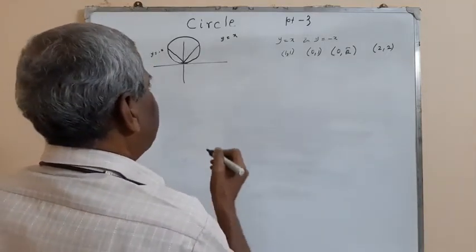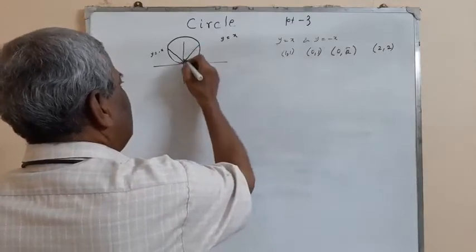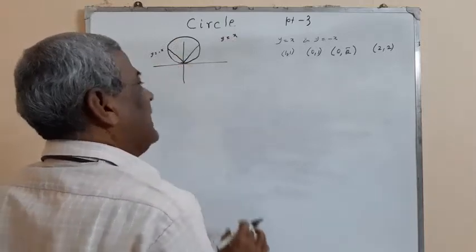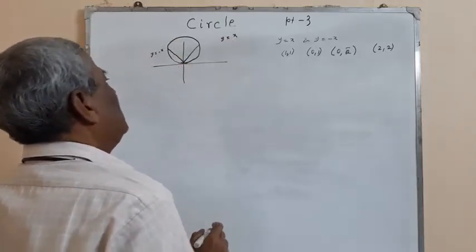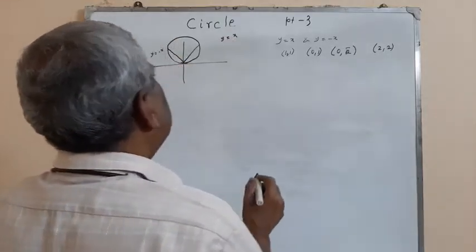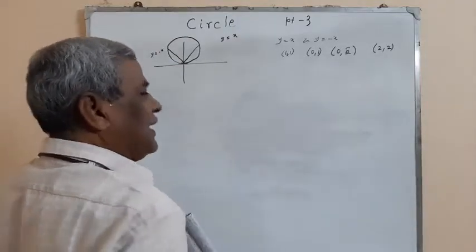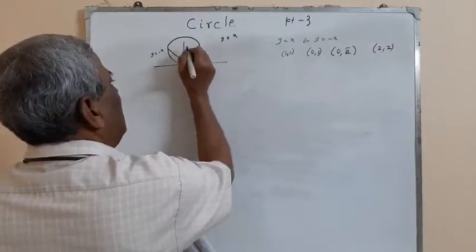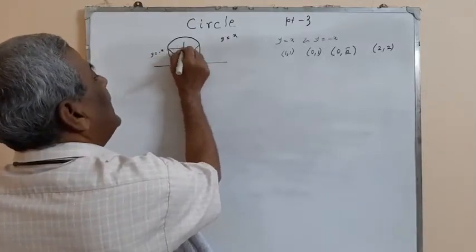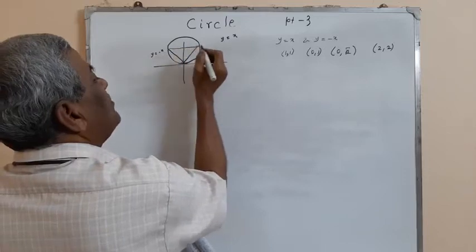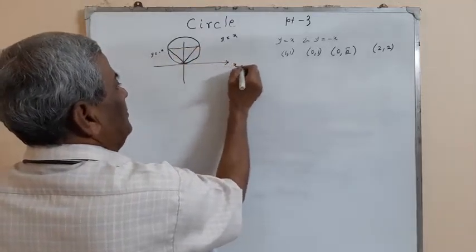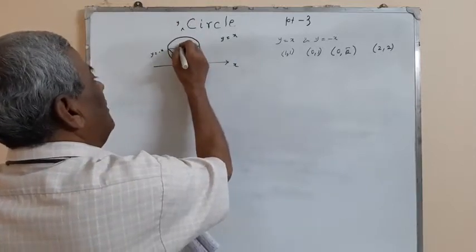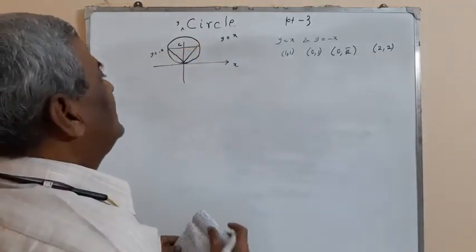Clearly, this chord length and that length along this, they are equal. Therefore, due to symmetry, we can say that the center of the circle must lie on the y-axis. This is the x-axis, this is the y-axis. So the center must lie on that.